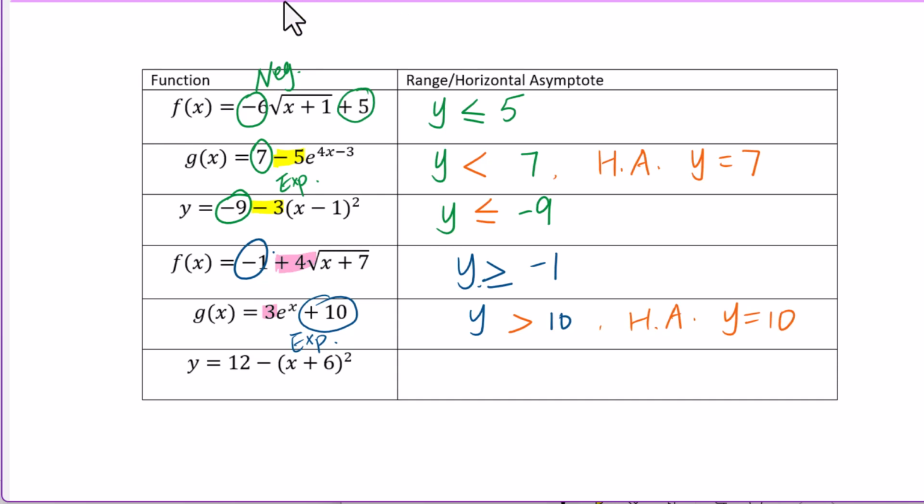For the last question, the constant number is 12. A is negative 1, so y less than or equal to 12.